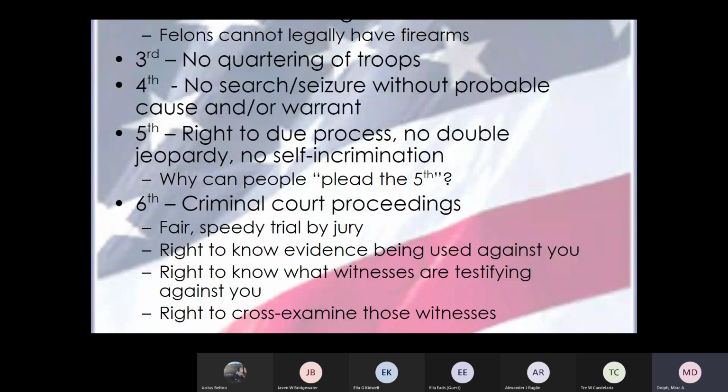Number 4, no search and seizure without probable cause and a warrant. Anybody remember what probable cause is? Yeah, there's suspicion, right? If you're driving around and they smell alcohol on your breath, is that probable cause? Think so? Yeah. You roll down your window and the cop's like, wow, somebody's been smoking a large amount of marijuana in this car. Is that probable cause? Yeah. Maybe they'll check your car if something like that happens, right?